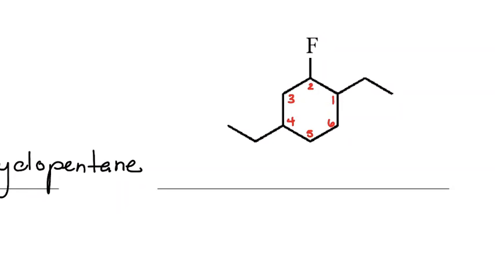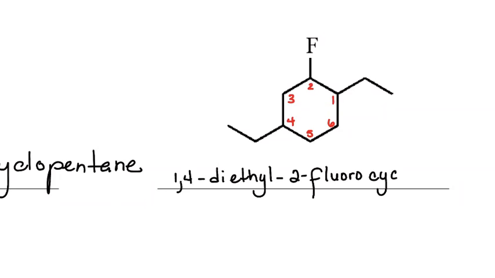So again, when it comes to this, I have 2 ethyl groups, and I need to put them first because of the ethyl, not because of the prefix di, okay? So this is 1, 4 diethyl, 2 fluoro cyclohexane. Okay.